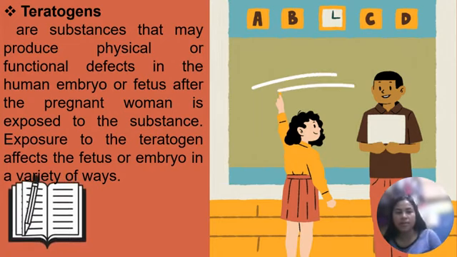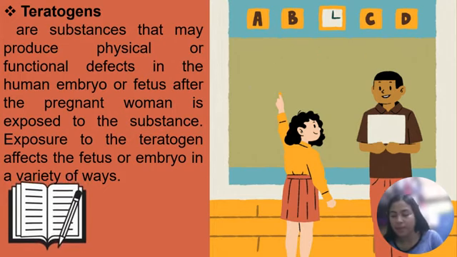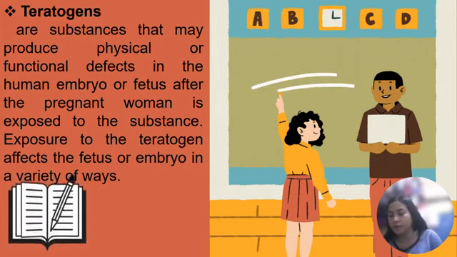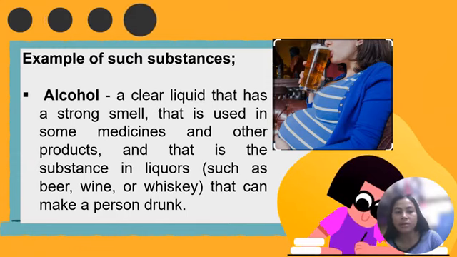Teratogens are substances that may produce physical or functional defects in the human embryo or fetus after the pregnant woman is exposed to the substance. Exposure to the teratogen affects the fetus or embryo in a variety of ways. So teratogens are substances, agents, or factors that can disrupt the normal development of an embryo or fetus, leading to congenital abnormalities or birth defects. So there are two examples of such substances.